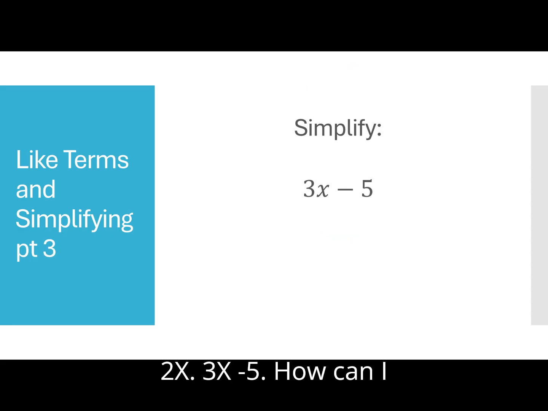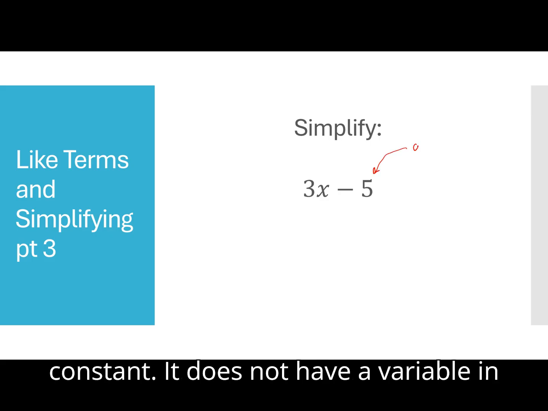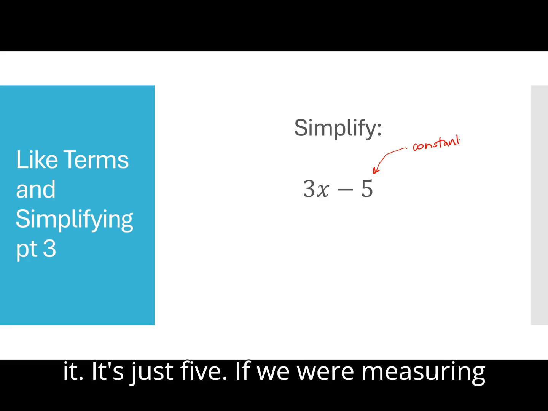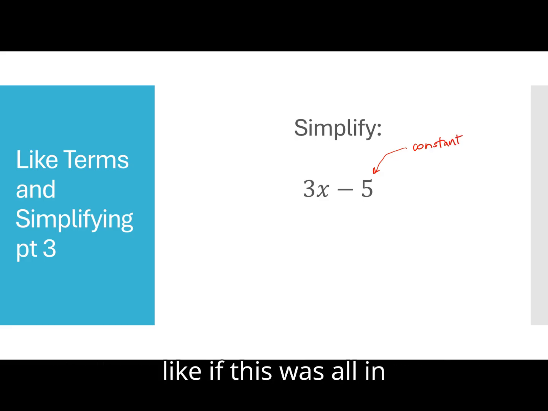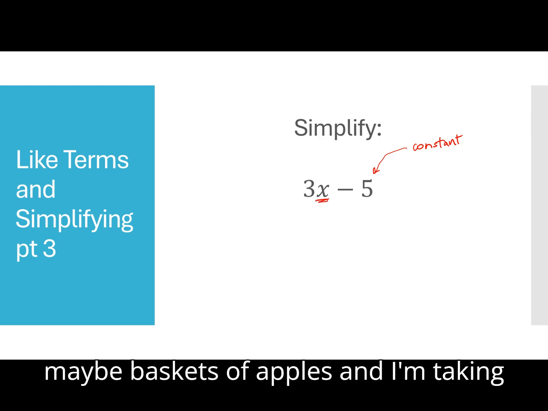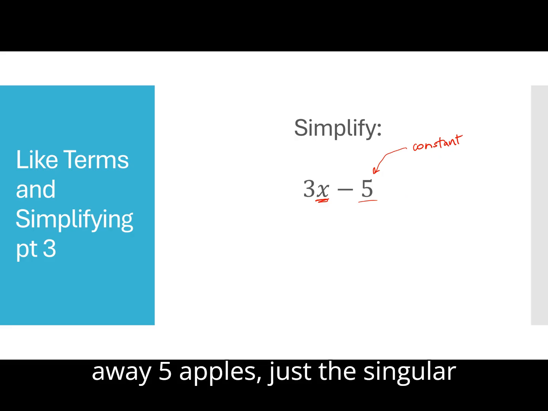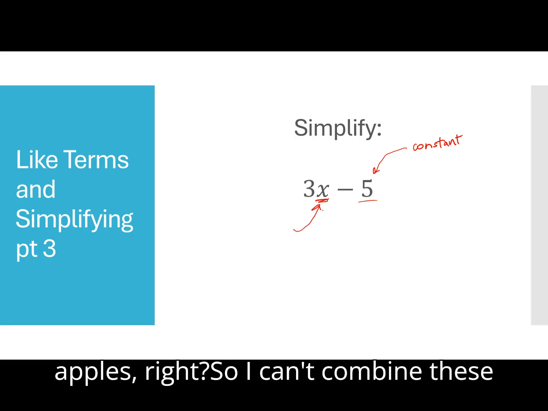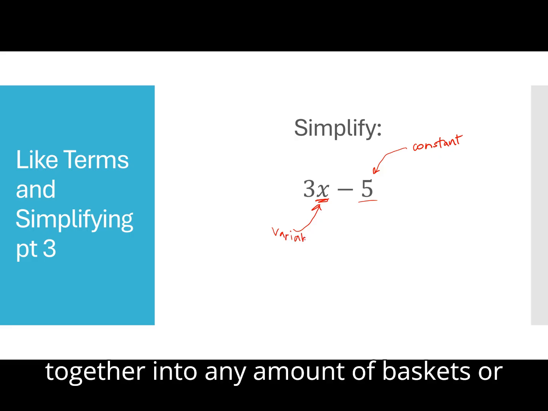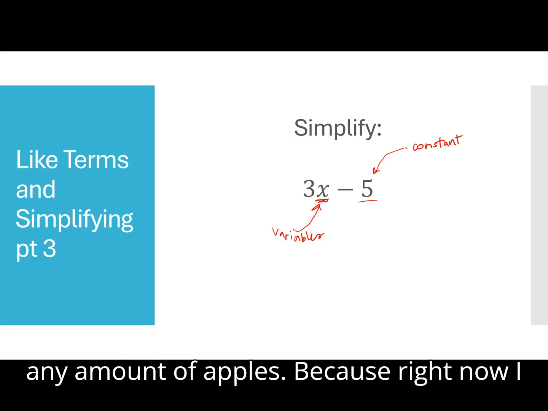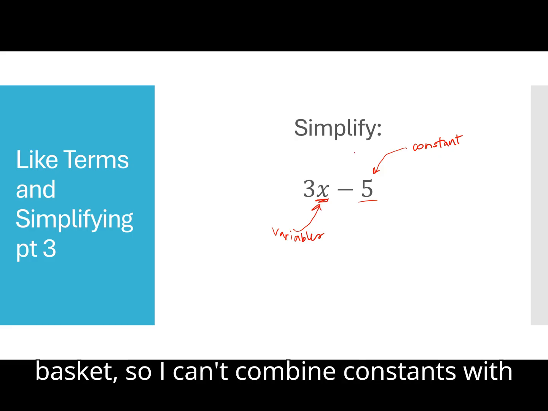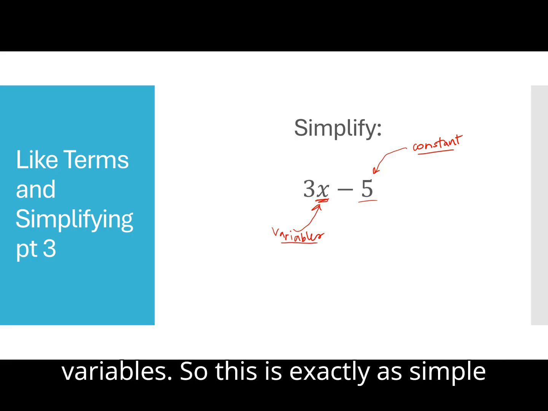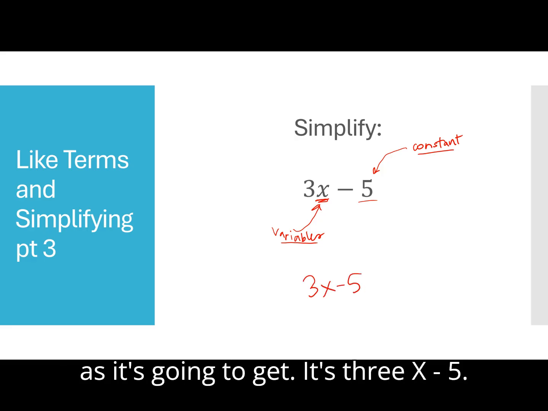3x minus 5. How can I simplify this? I cannot. This guy right here is a constant. It does not have a variable in it. It's just 5. If we were measuring, like, if this was all in apples, then I have 3 maybe baskets of apples, and I'm taking away 5 apples, just the singular apples, right? So I can't combine these together into any amount of baskets or any amount of apples because right now I don't know how many apples are in the basket. So I can't combine constants with variables. So this is exactly as simple as it's going to get. It's 3x minus 5.